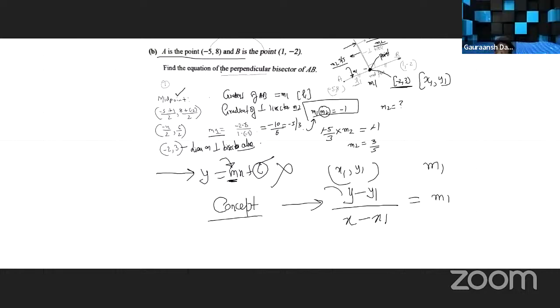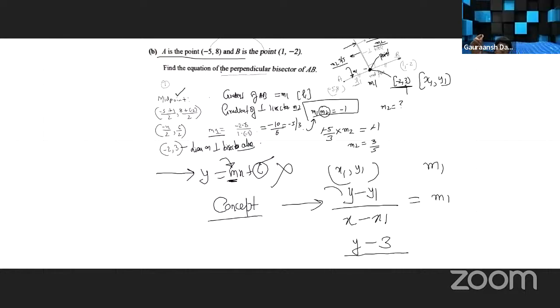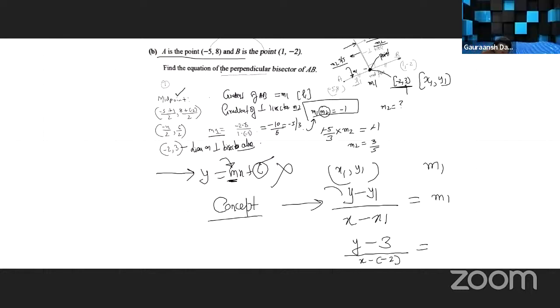It will be y minus 3, by x minus minus 5, x plus 2. ग्रेडियंट कितना निकाला इसका अभी 2 सेकंड पहले? 3 by 5. परपेंडिकुलर की कंडीशन से.